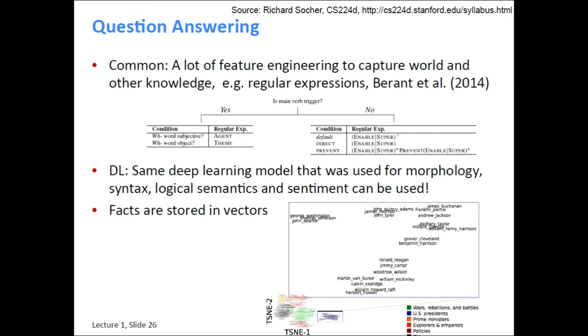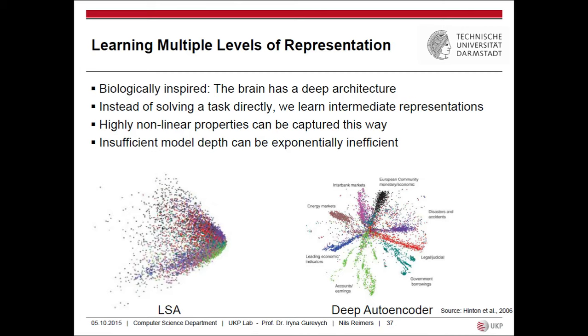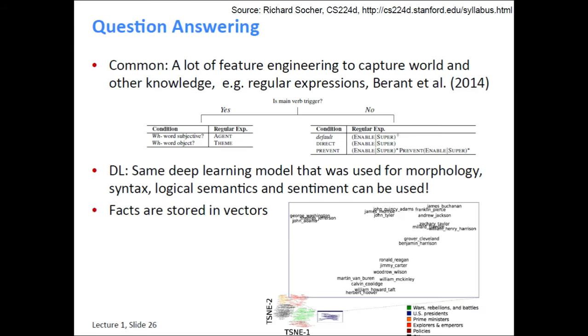And it also works for question answering. In common approaches, you have a lot of feature engineering to capture word knowledge, using regular expressions to understand the language. In deep learning, you use the same deep learning model that was used for morphology, for syntax, for logical semantics, and also for sentiment. So you have one model which works for sentiment, also for morphology, and for question answering.